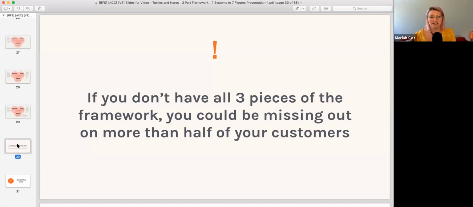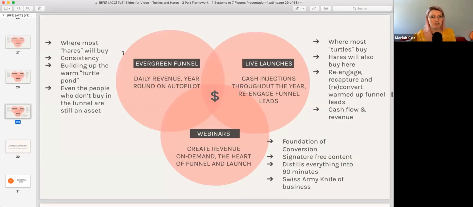Okay, so if you don't have all three pieces of that framework I just showed you, then you're going to be missing out on more than half of your customers, right? Because if you don't have an evergreen funnel, then you won't have any way for hares to buy from you, because a hare is never going to wait 6 months for your next live launch. Absolutely not. They just won't.